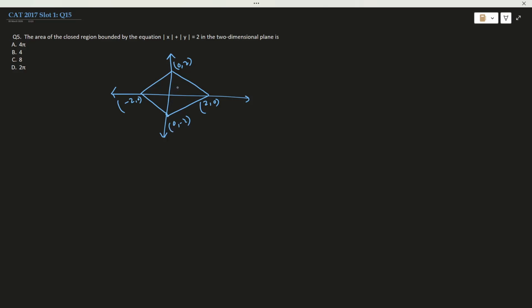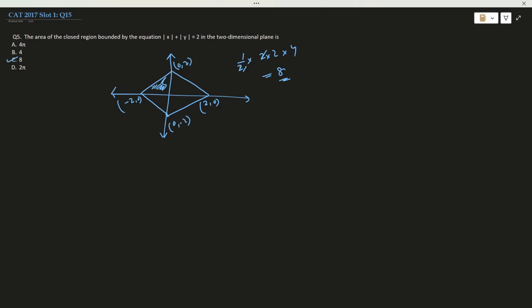Alright guys, and you can find the area of one triangle multiplied by 4. What is the area of one triangle? Half into base into height, multiplied by 4. 2 and 2 will get cancelled, so 8. 8 is the correct answer. This is a very easy question if you know the figure, but I will explain to you guys how I got this figure.